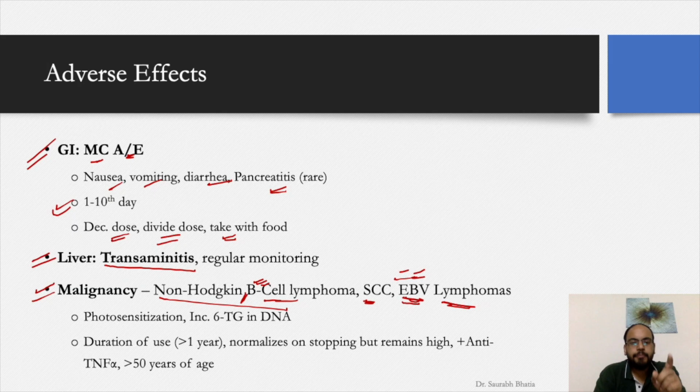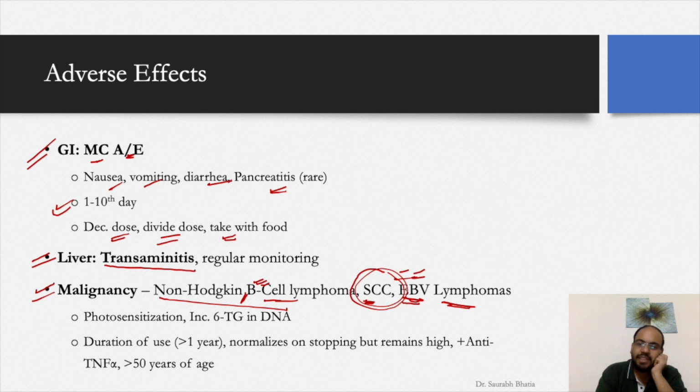So remember that these kinds of lymphomas can arise in a background of prolonged immunosuppression, and this is because the immune checkpoints are suppressed by the drug that you are giving. Squamous cell carcinoma is a theoretical risk. Literature mentions it. It is one of the box warnings also.